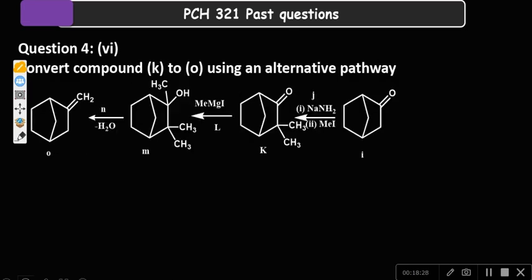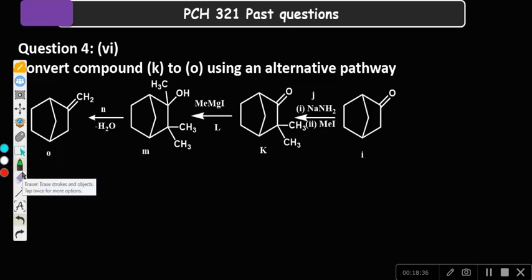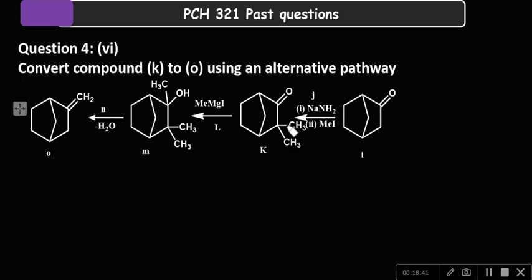Convert compound K to O using an alternative pathway. Now I want to convert compound K to O, using an alternative pathway. It's coming from this way, right? Compound K is a ketone. Forget about this group here. Maybe they forgot to add it here, but there was nothing that was actually done here to remove this, right? So if you want to convert this to this using an alternative pathway, one way to do that is to use the Wittig reaction, right?